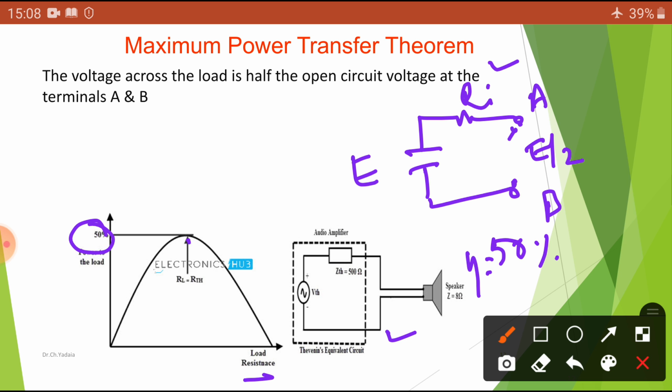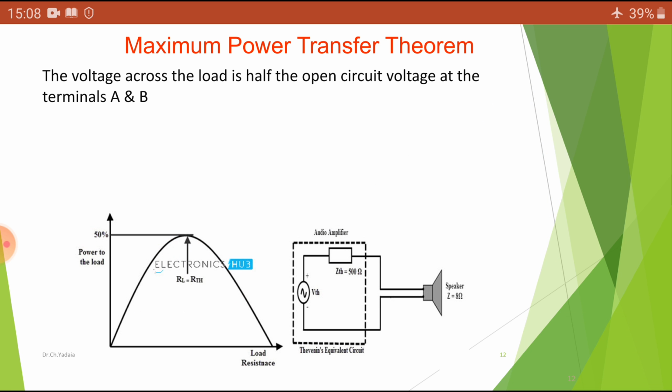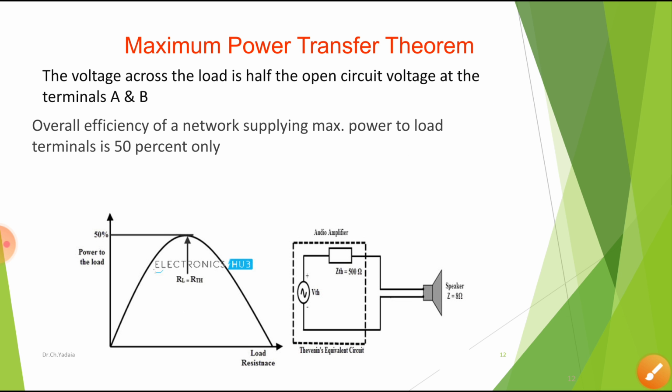As the load resistance is varied and increased, when the load resistance is equal to the internal resistance Ri, we get the maximum transfer, at 50% efficiency. If the load resistance is increased further, the power automatically decreases. So it goes on increasing to the maximum and then decreases again as the load resistance varies. Now the overall efficiency of the network supplying the maximum power to the load terminal is 50% only. Half of the power is wasted in the network itself.